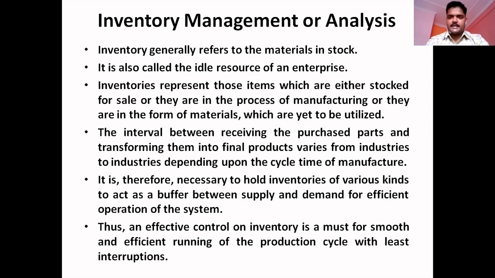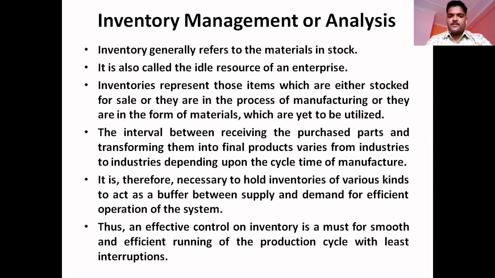So these categories, I think, are understood by everyone. And the next is: the interval between receiving the purchased parts and transforming them into final products varies from industry to industry depending on the cycle time of manufacture. So when we talk about the cycle time of manufacture, it will differ from one industry to another. Cycle time is the interval between receiving the purchased parts and transforming them into the final product.